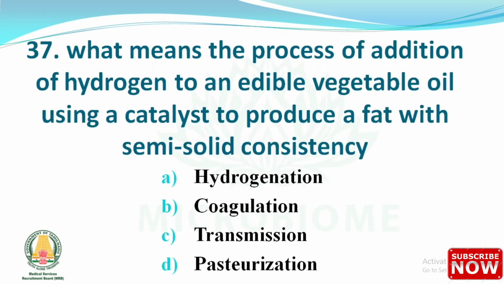And next, what means the process of addition of hydrogen to an edible vegetable oil using a catalyst to produce a fat with semi-solid consistency? The options, hydrogenation, coagulation, transmission, pasteurization. The right answer, option A, hydrogenation.